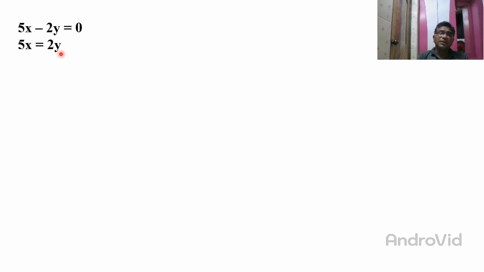Is that clear? Then you can divert 5 or you can divert 2, whatever you like. Here this 2 is multiplying y. So when this 2 goes across, it is divided. So what remains is y, so I write y here. What is the numerator here? 5x, so I write 5x. This 2 was multiplying, goes across, and is divided, so it is written at the denominator. So y is equal to 5x upon 2.